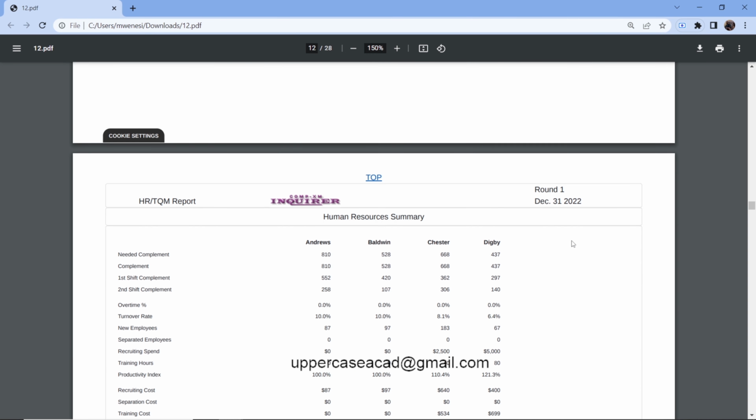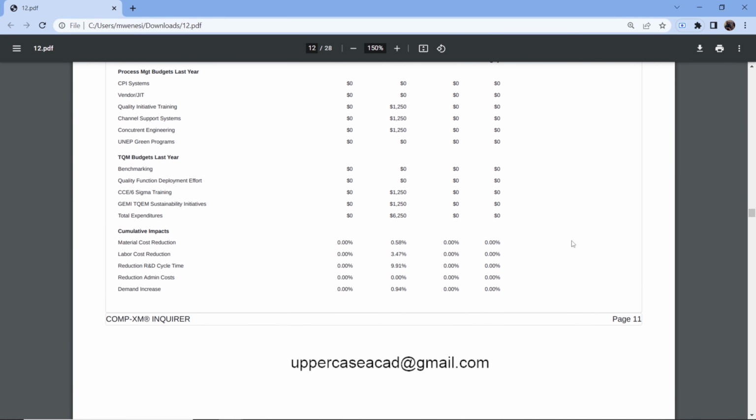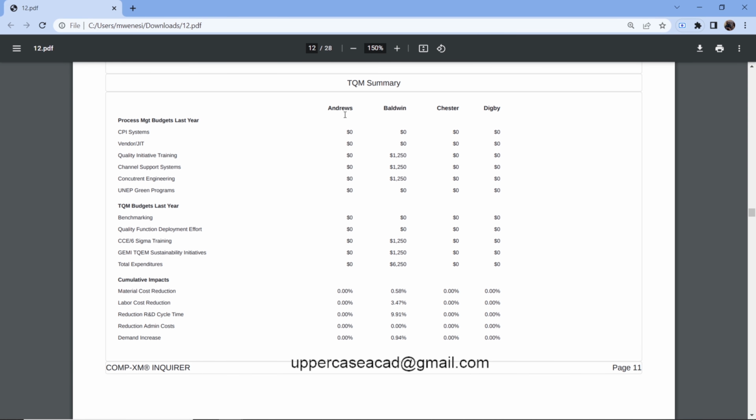So let's move on to the total quality management. You have it here. I can see that they didn't invest anything in initiatives, and you can see that we have impacts such as material cost reduction and labor cost reduction. These ones will reduce the cost of labor and the cost of materials. Investing in the TQM initiatives to lower material cost will also help you. So if you go into the TQM page and you don't know what to do, there is an information button up there that will try and guide you on what to do.